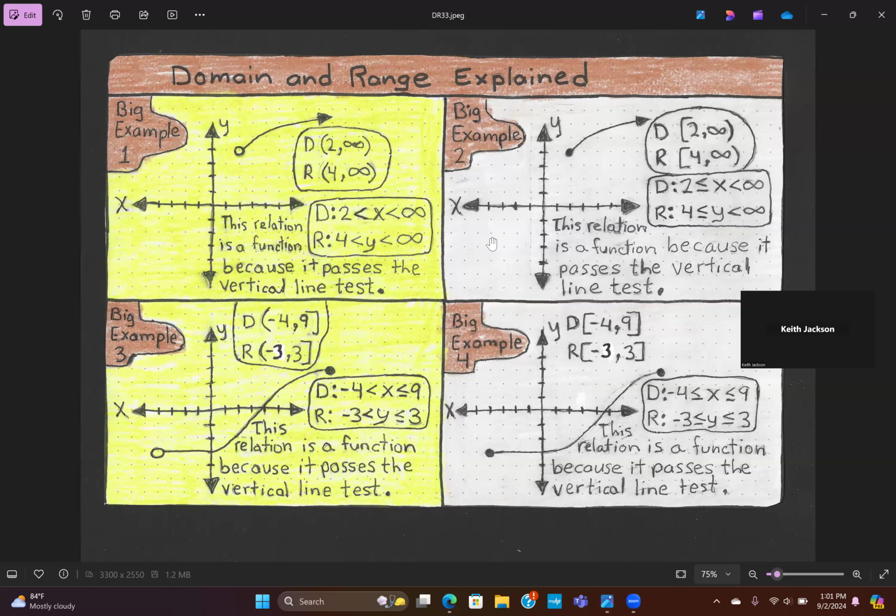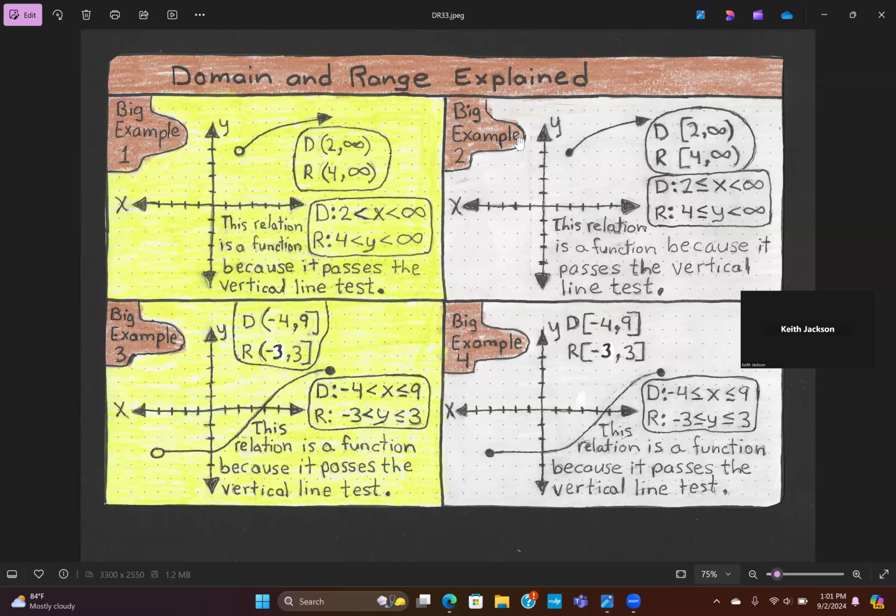Let's take a look at big example two, where the graph looks pretty much the same, right? But the difference is that there's an open circle here and a shaded circle here. The shaded circle indicates inclusion, and this is why we have this bracket right here on the 2 side of the domain. But we still have the parenthesis over here on the infinity side of this domain, because we're chasing infinity. The only thing we can put is a parenthesis right here on the right side. And we can follow that same logic when we're doing the range, because the range still starts at 4.